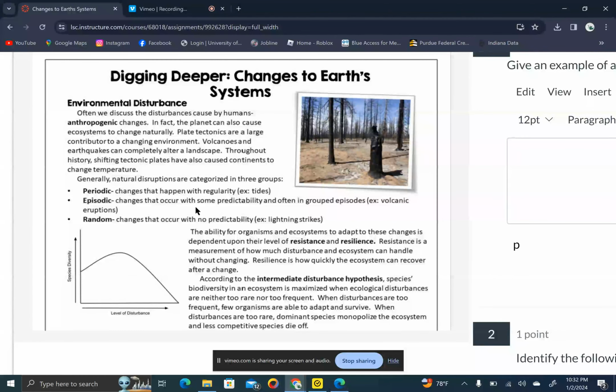Episodic changes are changes that occur with some predictability and are often grouped into episodes. For example, volcanic eruptions. These are somewhat predictable, but not exact. We typically have a range. Maybe this one's going to erupt in the next 100 years or something like that. So it's not exactly predictable, but there is some there. That's episodic.